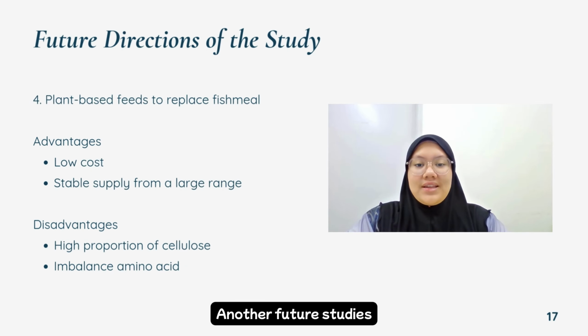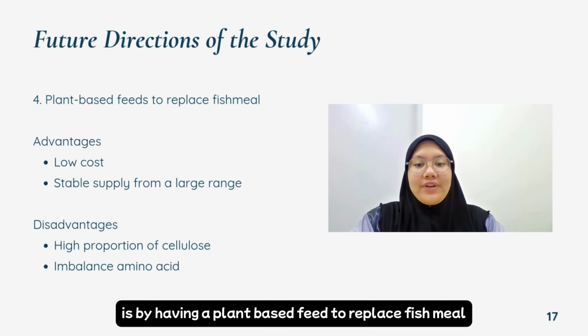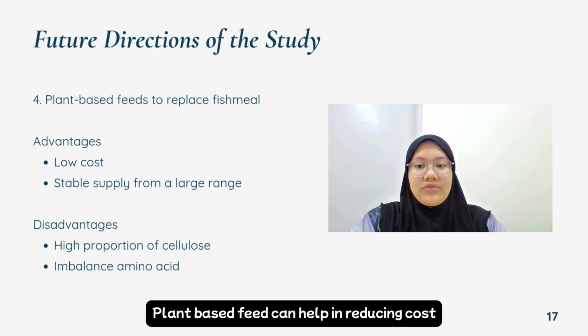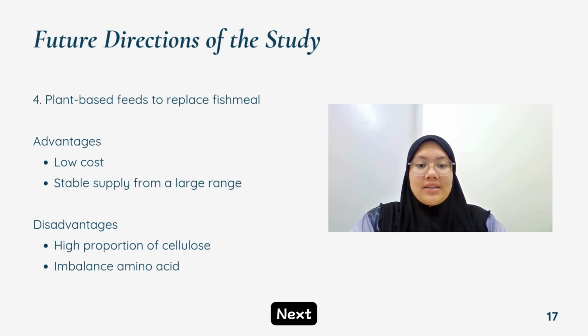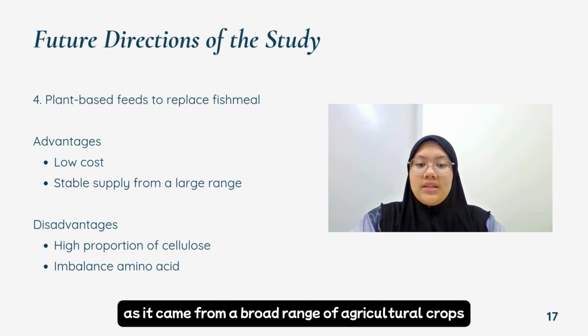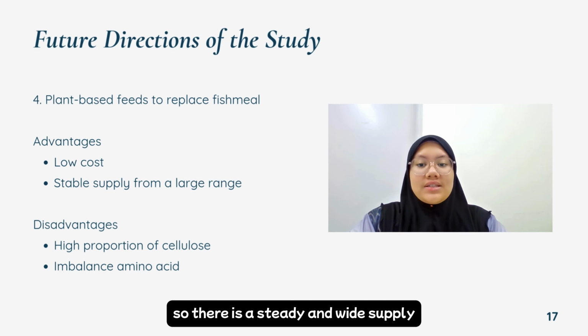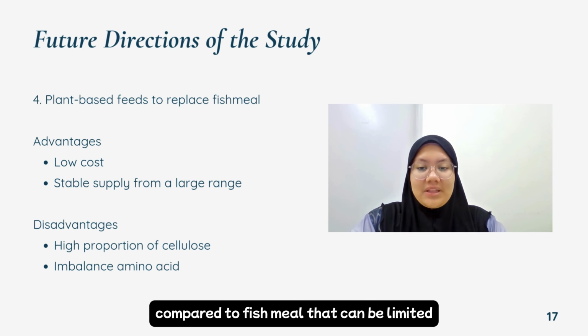Another future study that can be done in the context of aquaculture nutrition is by having a plant-based feed to replace fish meal. Plant-based feed can help in reducing costs as it is more affordable than fish meal. Next, plant is a stable supply from a large range of sources as it comes from a broad range of agricultural crops, so there is a steady and wide supply compared to fish meal that can be limited.